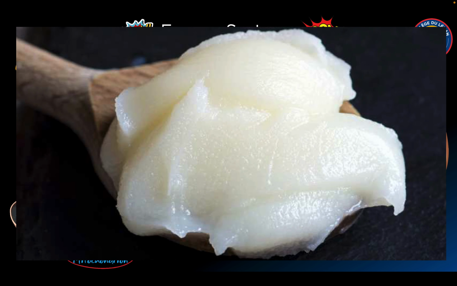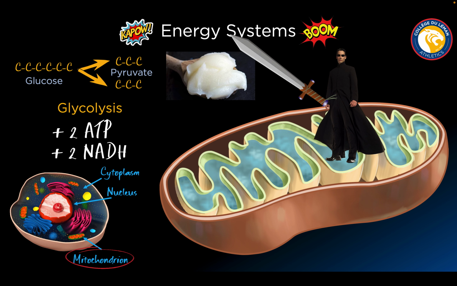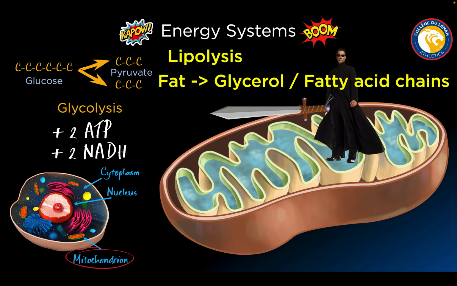Now, a bit of an aside, actually. We have got here some lovely fat. Look at that, there is fat, and we're just going to look at the process of slashing that fat. You know, we've slashed it with that sword, so there must be lysis there. And fats are lipids, so what we're looking at here is lipolysis. Fats and triglycerides are broken down and we get glycerol and fatty acid chains. So lipolysis is fat giving glycerol and fatty acid chains.